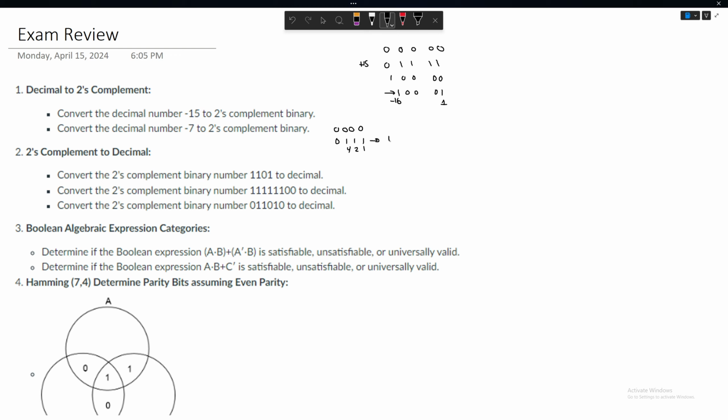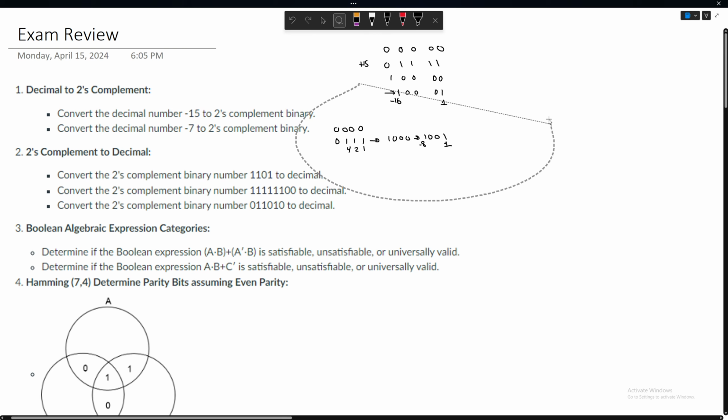So now performing 2's complement. And then you gotta add 1. How do you confirm this? This is -8 plus 1. That's -7. Alright. Let's move all this stuff away.